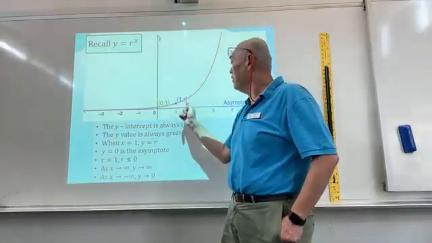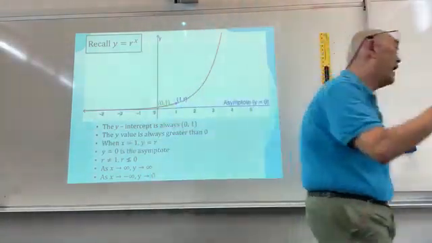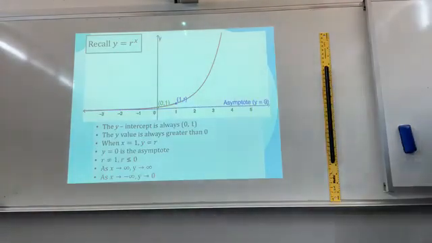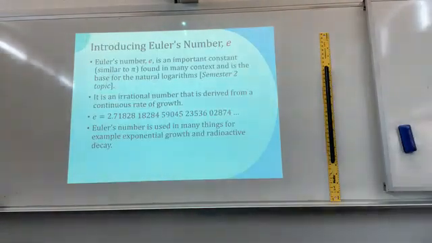All right? Now, what we're going to do is, instead of r, a ratio, we're looking at a particular number, Euler's number. So, introducing Euler's number, it is an important constant. It's similar to pi, but it's not pi. It's found in many contexts and is the base for natural logarithms. We'll look at natural logarithms. All right? It is an irrational number that's derived from continuous rate of growth. It is used a lot in exponential growth, things like compound interest, growth rates, and that sort of stuff.